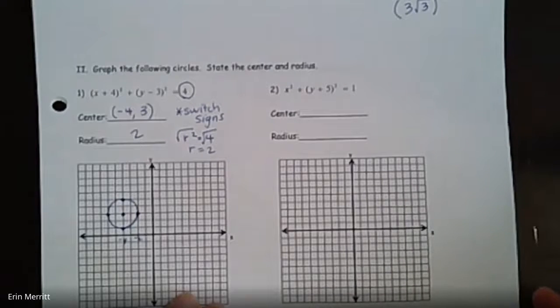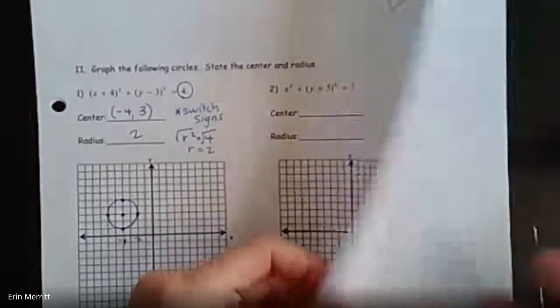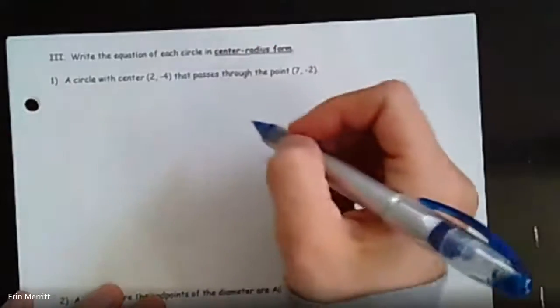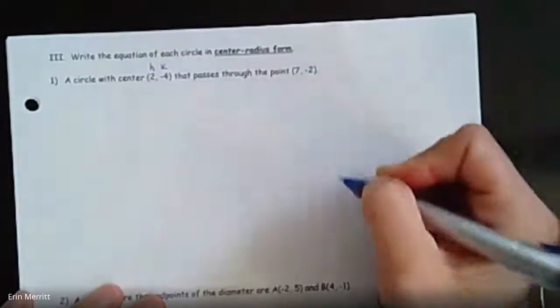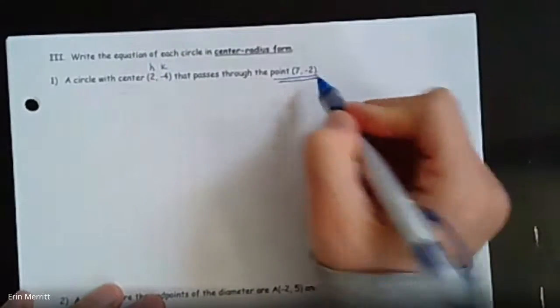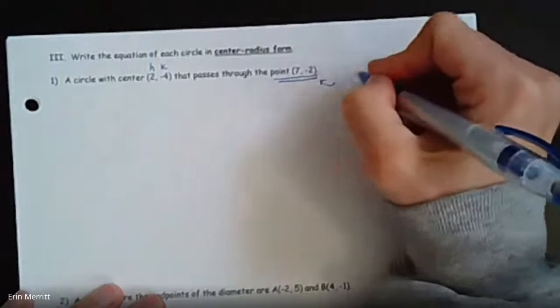On the second page, it has some of those ones that were challenging at the end of yesterday's notes. We're only going to do one of these. And that's the first one. So when it says a circle with the center 2, 4, that's your h, k. And then when they give you the other point, that means you have to calculate the radius.